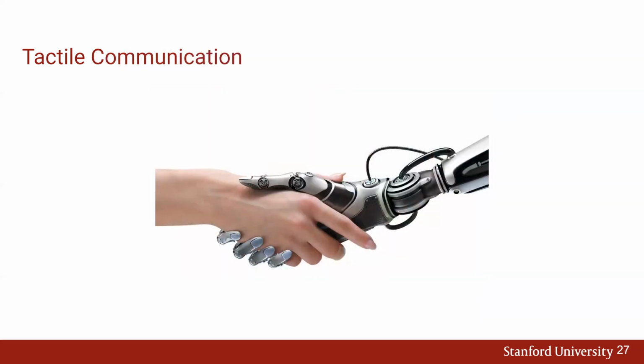The second is tactile communication. The sense of touch is important culturally, and robotic hands do not have to be cut and dry tools, but also a means of expression. For environments where humans and robots work together, this could be especially interesting.